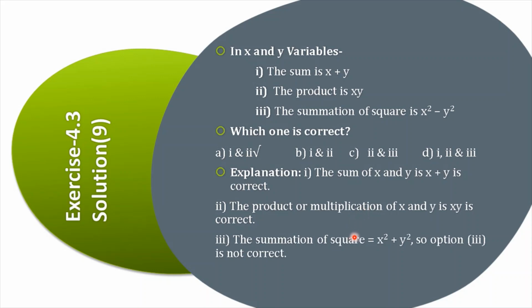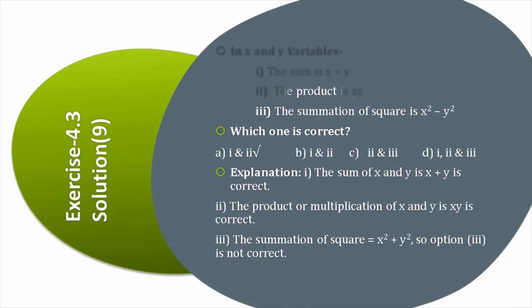The summation of squares equals x square plus y square. So option 3 is not correct because, for the summation of squares, it is written here x square minus y square. That is the subtraction, my dear, not the summation. As you know, summation is the addition. So the summation of squares is x square plus y square.